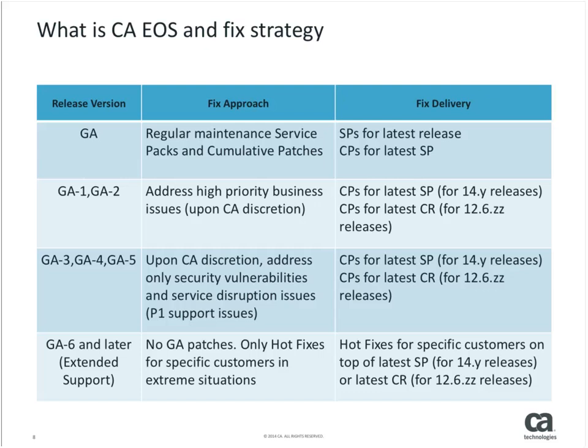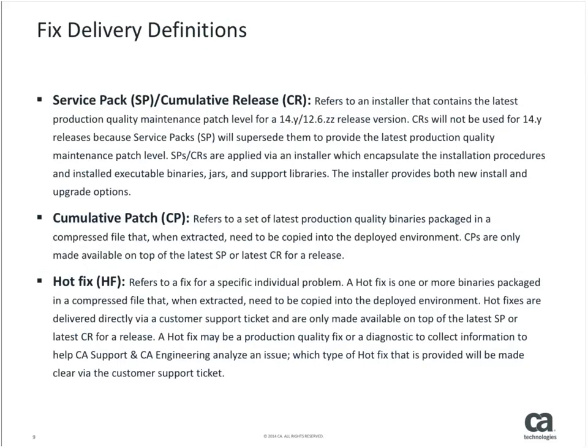So let's talk a little bit about how we release the fixes, our fix delivery definition. And by the way, all the information you see in front of you is available on the CA support site. It's official documentation that's available for anyone. So let's talk about service packs, SPs, and cumulative releases, CRs. That's the way we're going to work going forward.